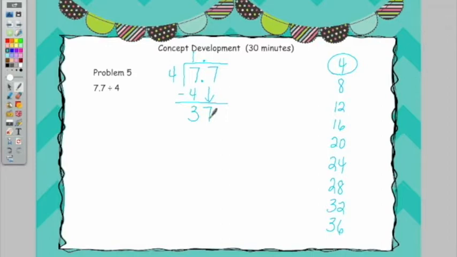Okay, I guess Sadie wants to answer. Sadie, what multiple of 4 is closest to 37 without going over? 36. 4 times what equals 36? Blair? 9. 7 minus 6? 1.